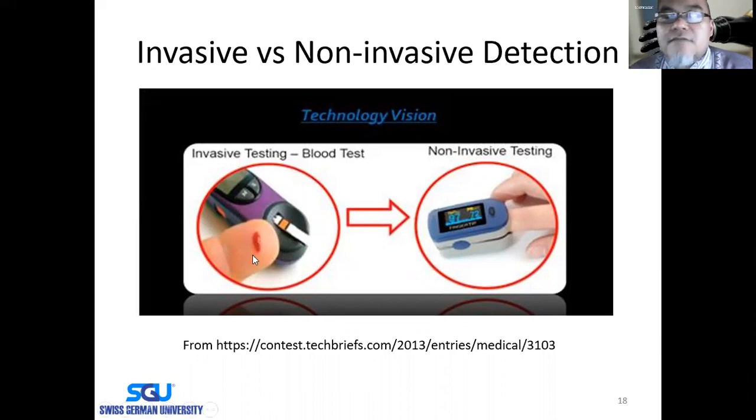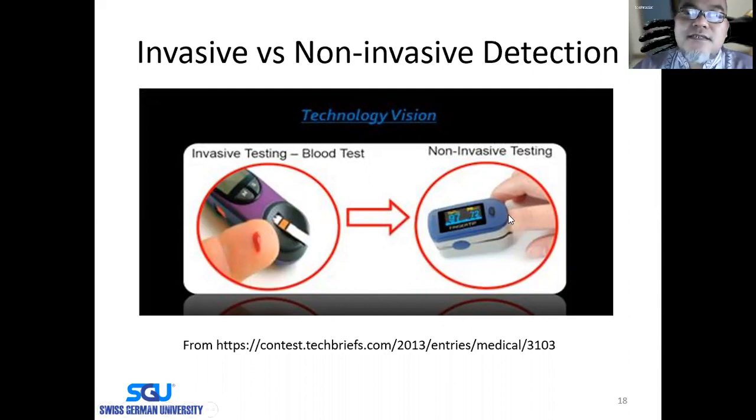Instead of pricking blood from our finger, why can't we use, for example, saliva, or tears, maybe, or sweat, or urine? Or here, for example, can we measure the blood glucose level from the absorbed or reflected radiation level at a particular wavelength?